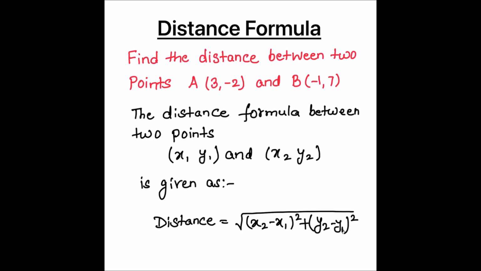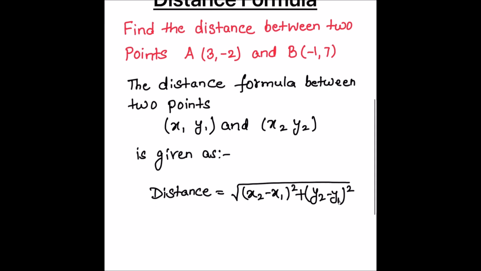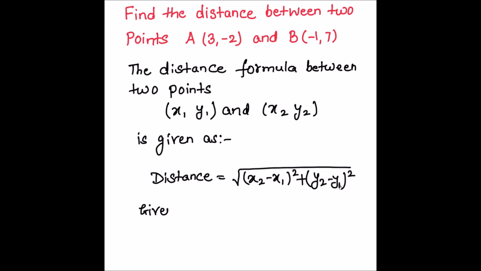Now let's substitute our points A and B in the formula. We have been given A as 3 and minus 2, and B is given as minus 1 and 7. The most important thing in this formula is to remember to name the points and to always subtract x1 from x2 and y1 from y2. So let's name our points x1, y1 and x2, y2. Let A be x1, y1 and B be x2, y2.